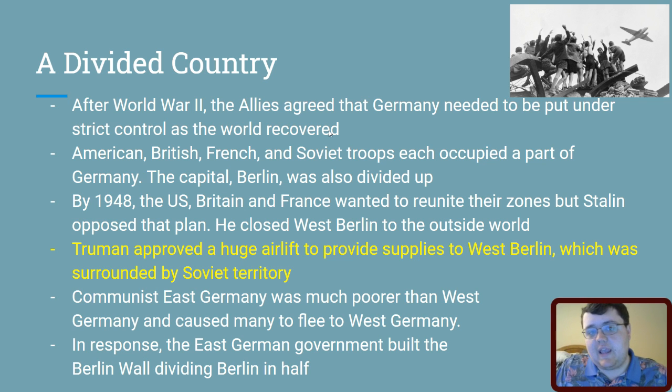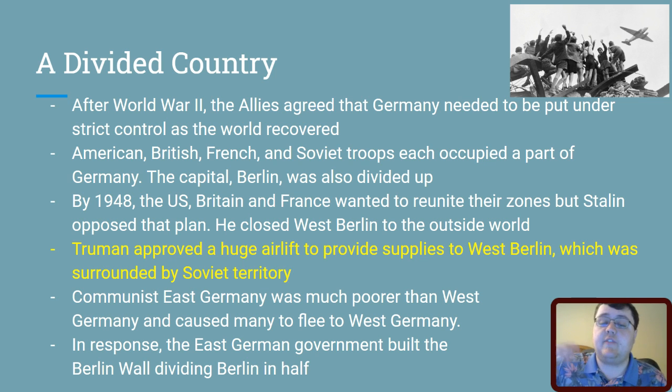So by 1948, after only about 3 years of occupation, US, Britain, and France wanted to reunite their zones, but Stalin opposed that. He wanted to maintain control. He was worried that Germany was going to be a threat again, or he was just trying to maintain a grip over as much. So that was the Berlin Wall. We'll get to that. So he wanted to maintain as much control over the territory that he could.